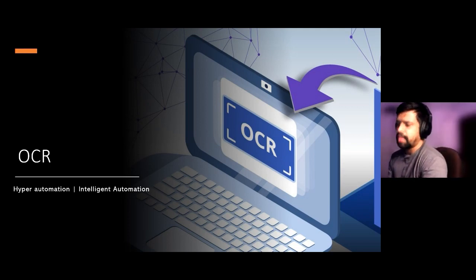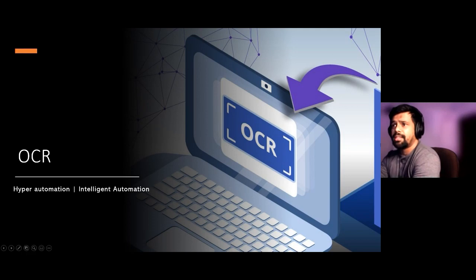Even though most of the things are digital, there's a lot of repetitive work where documents have been signed and then looked at, and then that information is entered into a system. So how can we use OCR technology to automate this?